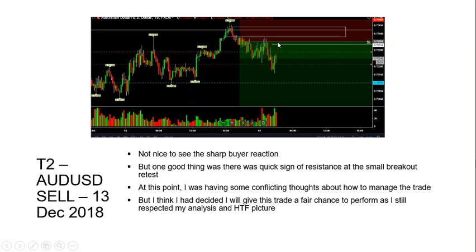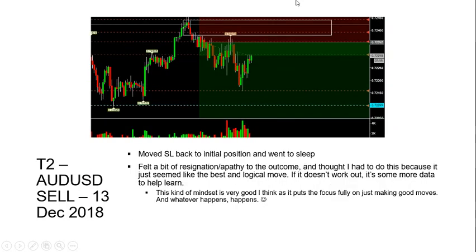It didn't just spike up all the way. It showed some resistance, showed some signs of reacting at the nearest resistance, which was a fantastic sign, right? It shows that the consolidation and the move up over here, all these moves over here, the sellers are still in control. So I moved my SL back to the initial position and went to sleep.